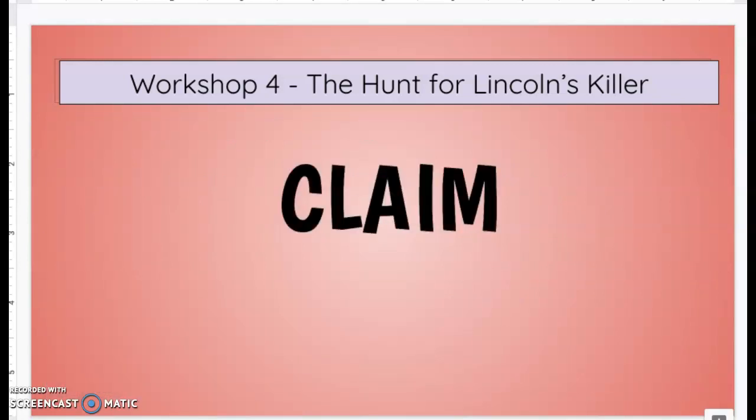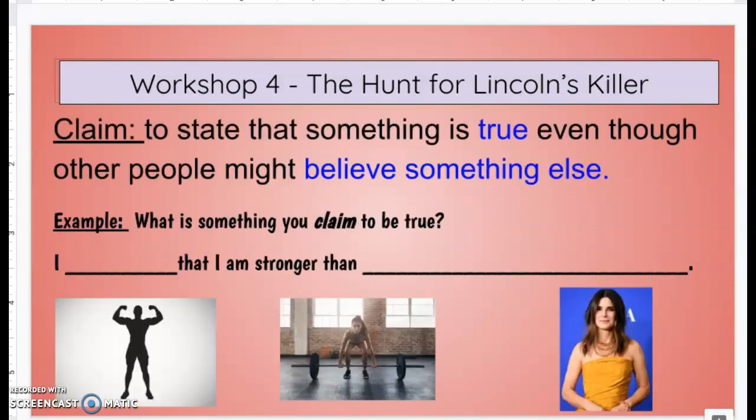Your next word is claim. And I might say, I claim to be the best singer in the school, but others might disagree. If you've heard me sing, you probably would agree with that. So to claim means to state that something is true, even though other people might believe something else. So go ahead and fill in that definition. To state that something is true, even though other people might believe something else.